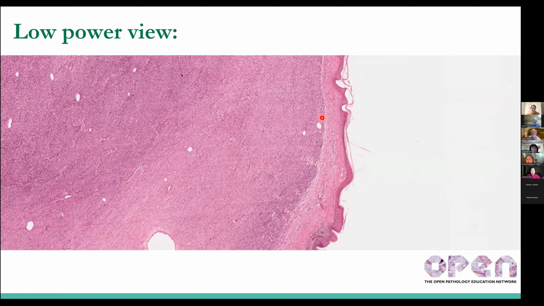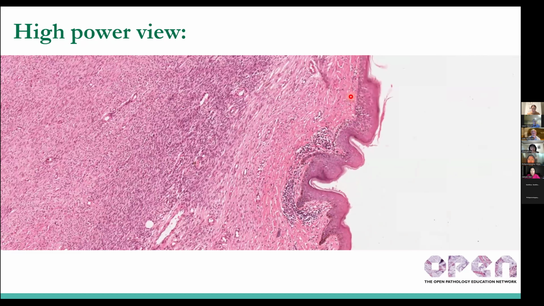Another low power view, we can see that our epidermis here is spared from the lesion. So the lesion does not infiltrate our epidermis, and it's in a thinned, atrophic epidermis. This is a closer look at the epidermis itself. We can see the difference here. There is some loss of rete ridges. And like I said, the lesion is sparing the epidermis itself, and it's a little atrophic.